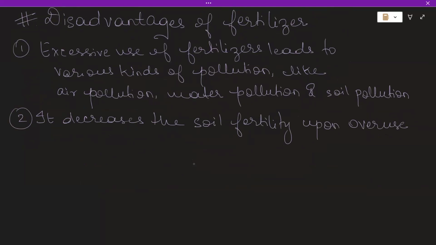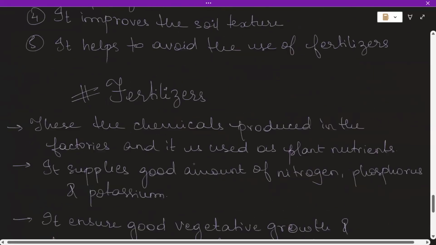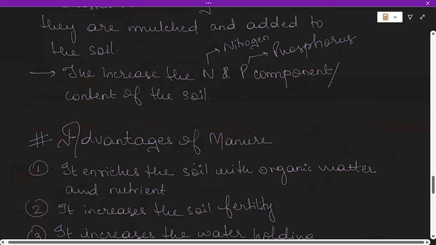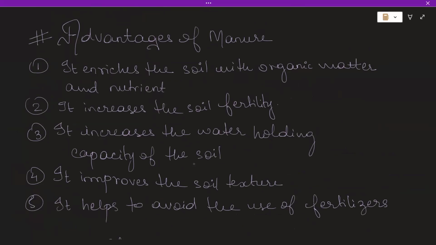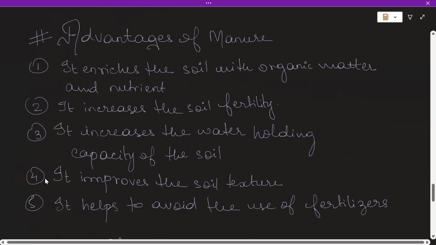So I am not saying that it is all in all a bad thing. It is indeed important. But it decreases the soil fertility and causes pollution if you use it way too much. Is it clear to everyone? All right, now you note down.